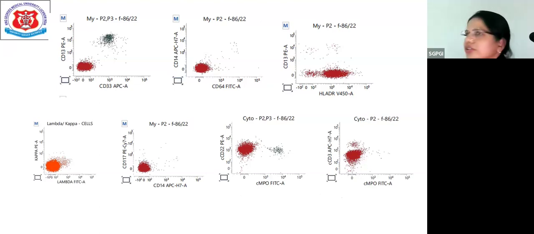In this case we had also put immaturity markers, 34, TDT, 19, but they all came to be negative and CD20 is bright here. So what will you do now? You will repeat the clonality tube after washing the specimen 2 to 3 times.